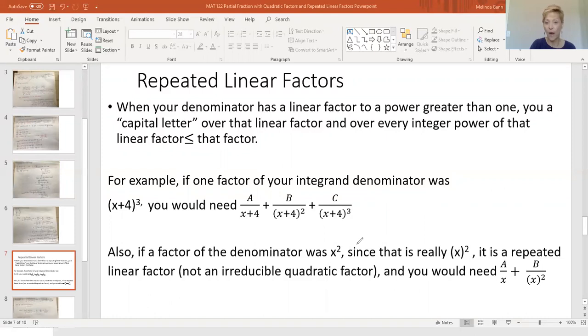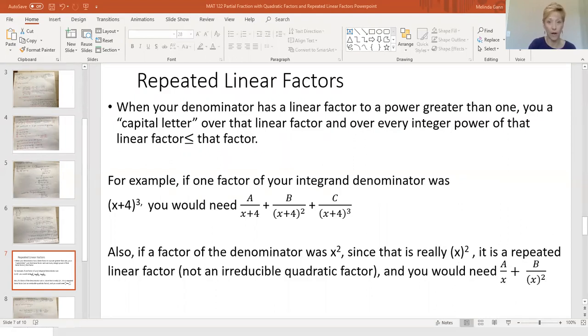So if I had an x squared, again, I would need a capital letter over x to the first and a capital letter over x to the second. If that were x to the 4th, I'd need an x squared, an x cubed, and x to the 4th, and I would have single capital letters over them. So an irreducible quadratic, like the previous example, means you have a quadratic plus a number, not just a quadratic. So all that happens here is you've got multiple linear factors.